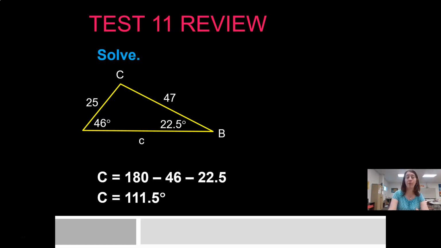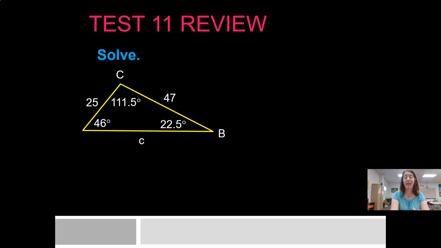All right, so finishing up our problem. We now have angle C because we subtracted from our 180 degrees, so I'm going to go ahead and fill that into the picture. The last thing that we need to find is the side c. How do I find the side c? We're going to use our law of sines once again. Remember, the one complete ratio was the angle of 46 and the given side of 47. So I'm going to say the sine of 111.5 over side c.